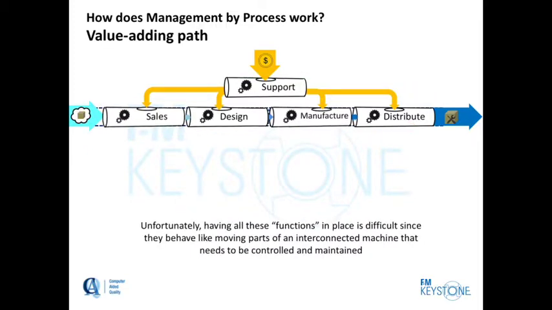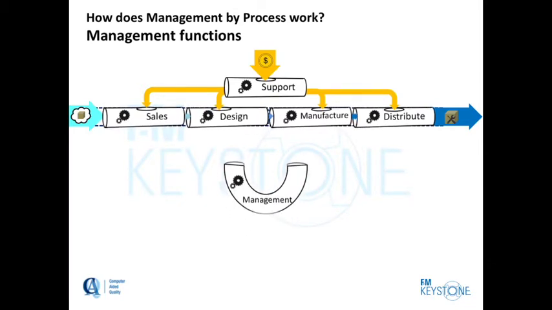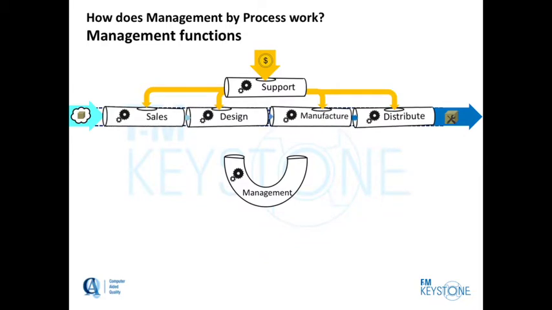Unfortunately, having all of these functions in place is difficult since they behave like moving parts of an interconnected machine that needs to be controlled and maintained. Remember, there are people working behind this, and there are several locations interacting in this. So we need to control them and maintain them so that they keep working and stay in place. That is why there are management functions which keep all these parts in place and working together.